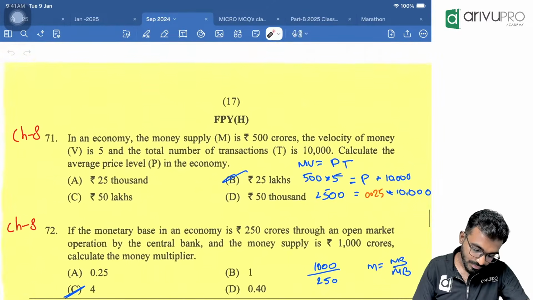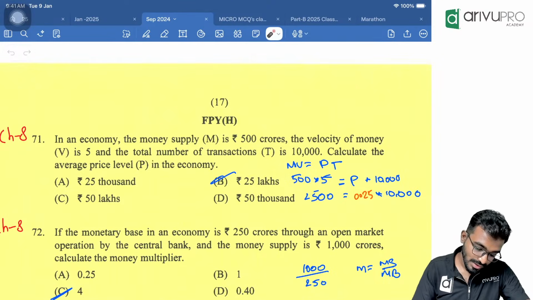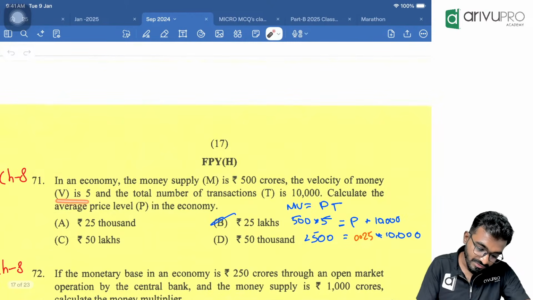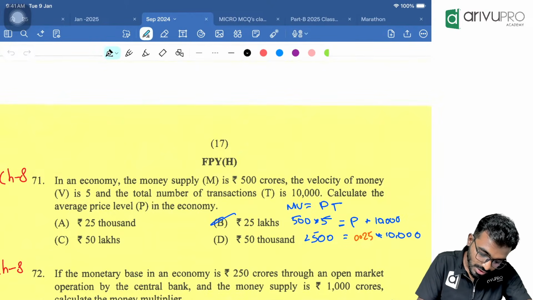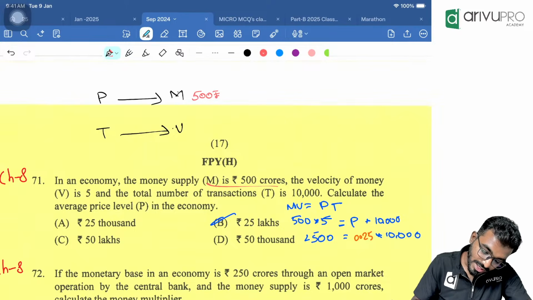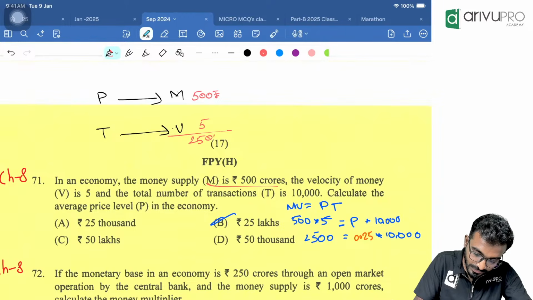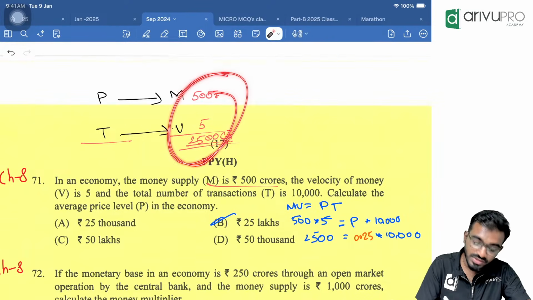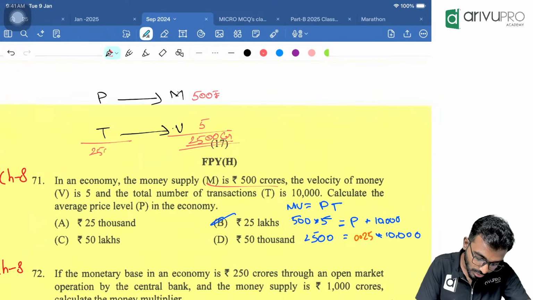This is how. Observe. See, in an economy, the money supply M is 500 crores and the velocity of money is 5. So write down, you already know the equation. So money supply and price level is directly connected. Transaction is connected with velocity. These two are interconnected. Now the money which is available, which is 500 crores, and the velocity of money is 5 times. So 500 into 5, 2500 crores. That means even this transaction that is on the AS side, if AS is 2500, AD should also be 2500 crore.